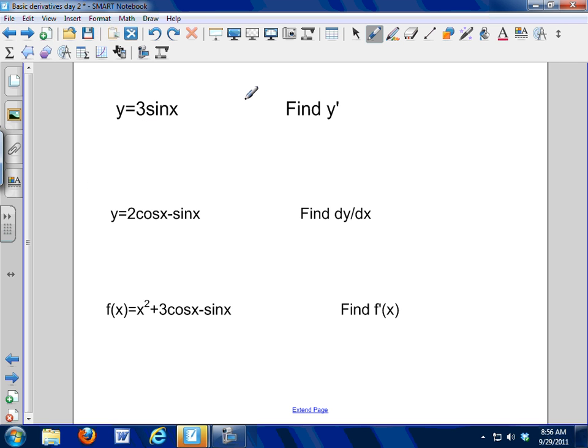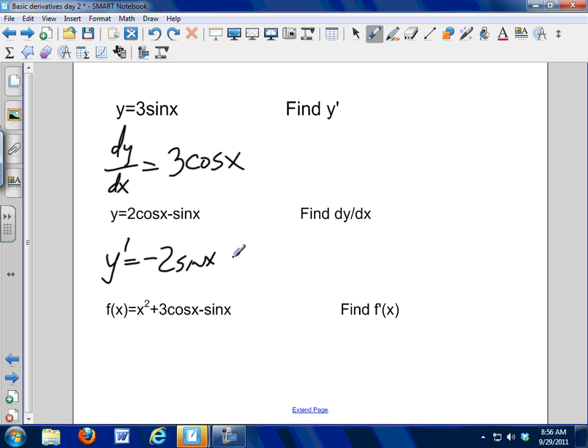So if I ask you what the derivative of 3 times the sine of x is, okay, dy dx, that's what we'll do for notation on that one. So the 3 is just a constant multiplier. Derivative of sine is cosine. Boom, done. Okay, let's go with y primed. The 2 is coming along for the ride. Derivative of cosine is negative sine, so I'm going to make it negative 2 sine x. And then the derivative of sine is cosine, so minus cosine of x.